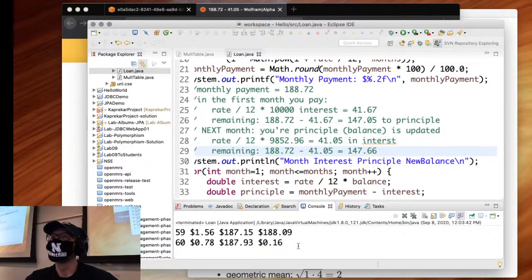Uh-oh. What happens at the end? Sometimes the bank forgives 16 cents, but they're not going to forgive 16 cents in this case. Right? So it's always the case that the bank never forgives money that you owe, no matter how little it is. But they'll certainly forgive the money that they owe you.